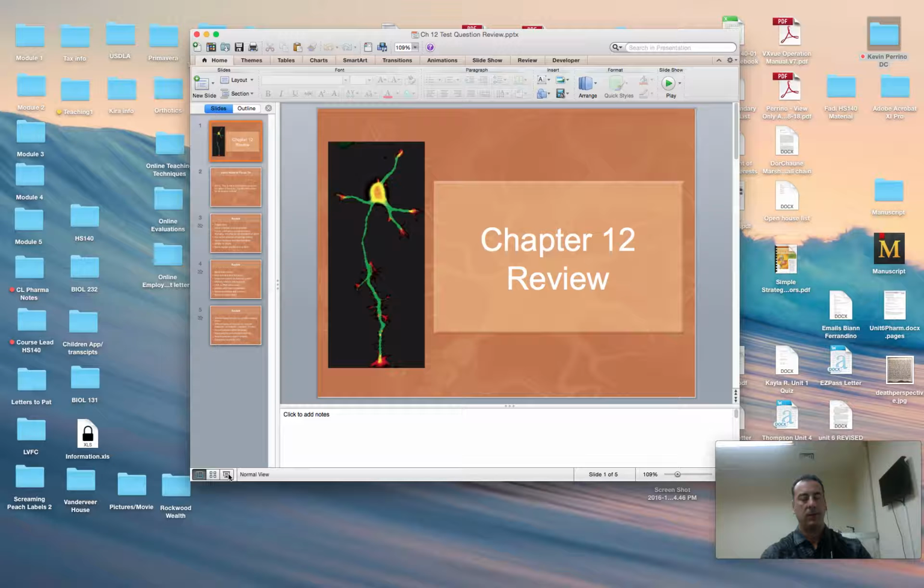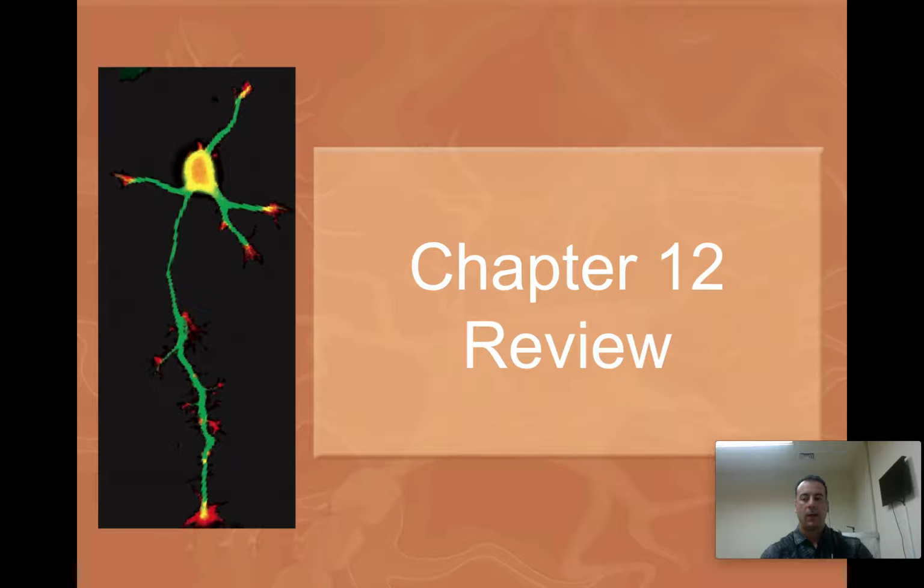Welcome everybody to Unit 12, or excuse me, Chapter 12 review. So we're going to go over Chapter 12 review. Chapter 12 is nervous tissue, nervous system in general.